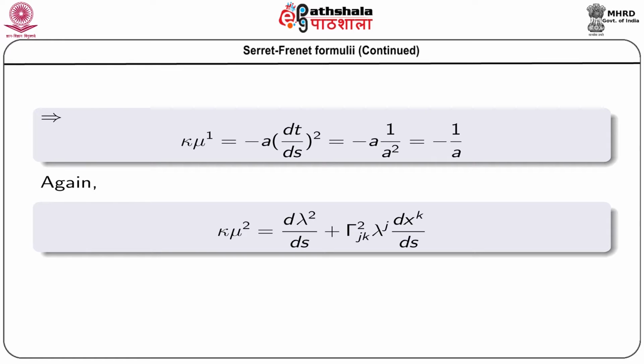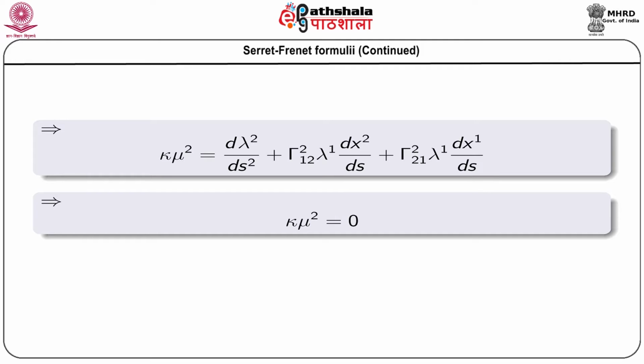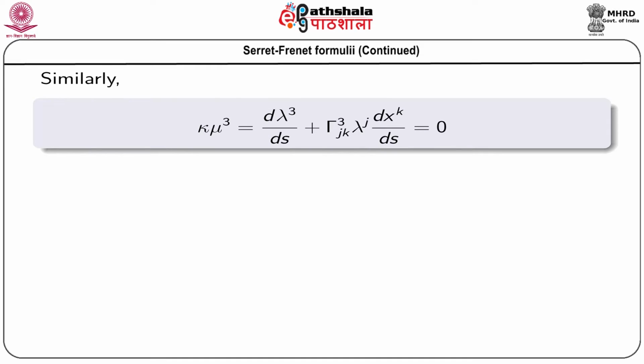Similarly, we find the value of kappa mu^2, which comes from this expression: kappa mu^2 = dlambda^2/ds + Γ^2_12 lambda^1 dx^2/ds + Γ^2_21 lambda^2 dx^1/ds. And if we put the values, we get that kappa mu^2 = 0. And similarly, if we put all the values in this equation, we can get that kappa mu^3 is also equal to 0.